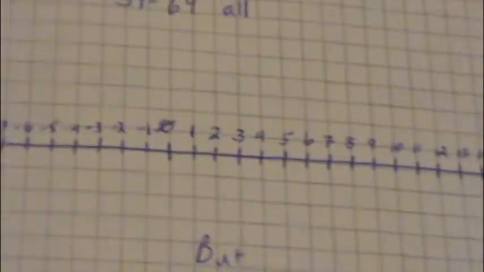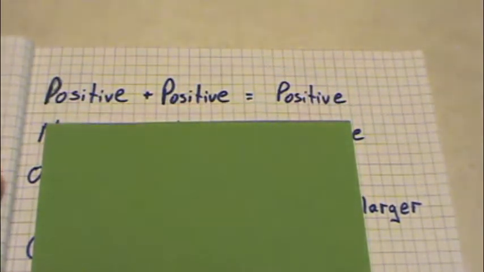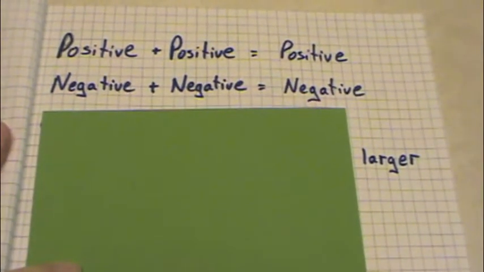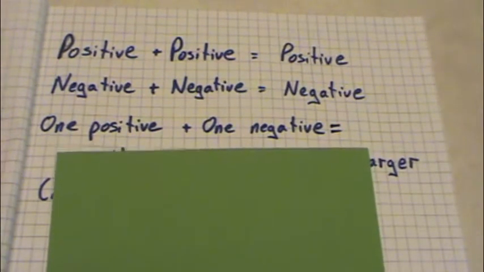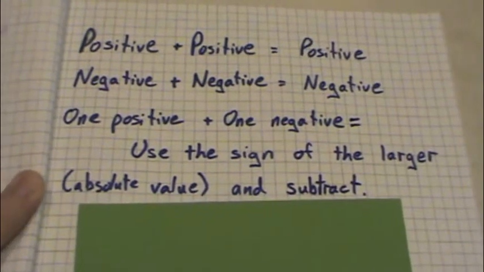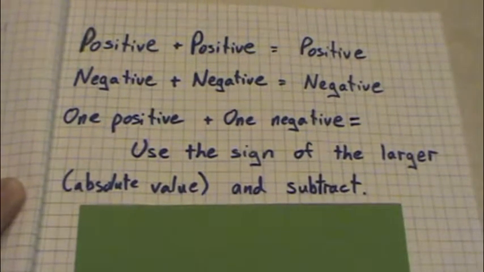But wait. I want to give you the quick and dirty rules for doing these addition problems correctly. Positive plus positive is a positive number. That's easy. Negative plus a negative number is a negative number. When you have one positive number and one negative number, use the sign of the larger absolute value and subtract.